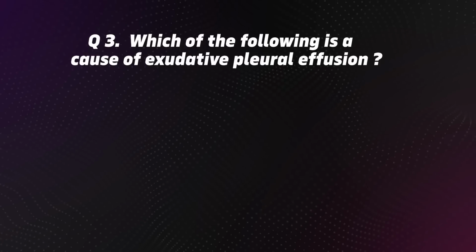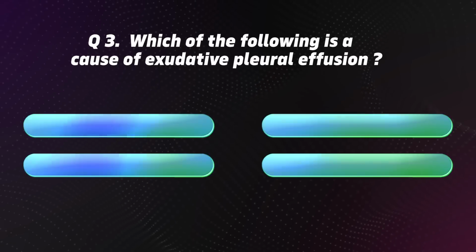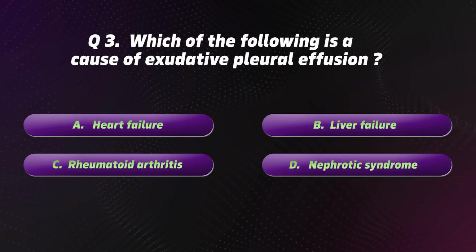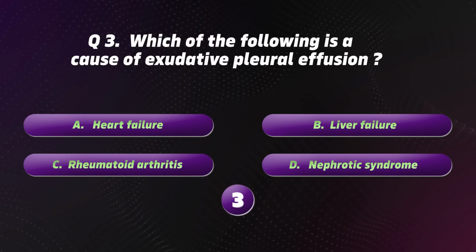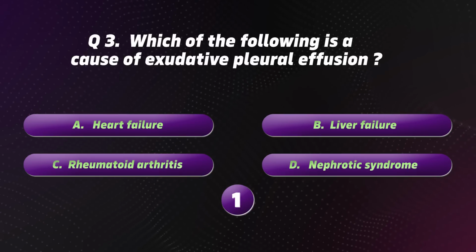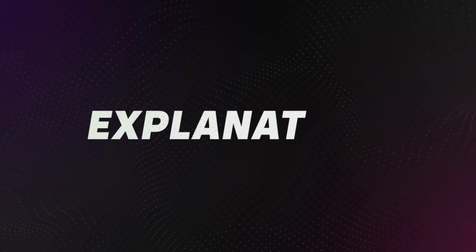Question 3. Which of the following is a cause of exudative pleural effusion? Here are the options. A. Heart failure, B. Liver failure, C. Rheumatoid arthritis, D. Nephrotic syndrome. And the correct option is C. Rheumatoid arthritis. Here is the explanation.